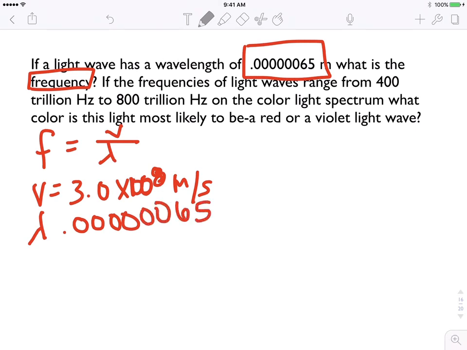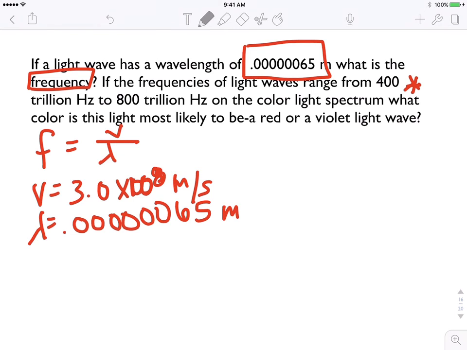Why do I make these numbers? Because this is actually real. I tried my best to make it as real to what is going on with light waves as possible. So these are actual numbers, okay? The question about the range of frequencies, we'll do after we get the answer to the frequency.